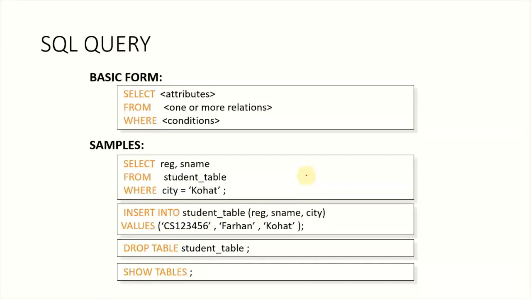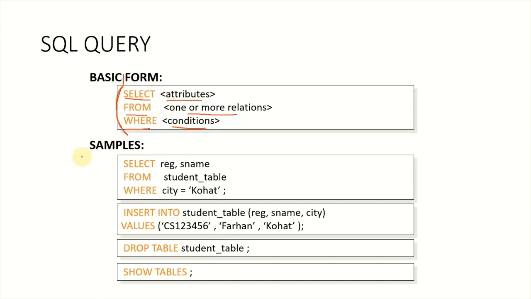Next, we have the basic form of an SQL statement. We can also call that statement a query. This statement is actually a select query. We have some keywords in this statement, and along with these keywords we are using some attributes. The attributes are lying in the relations, and we are specifying one or more relations, and we are giving some conditions. So this is the basic form of an SQL query.